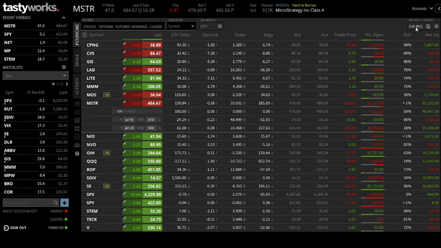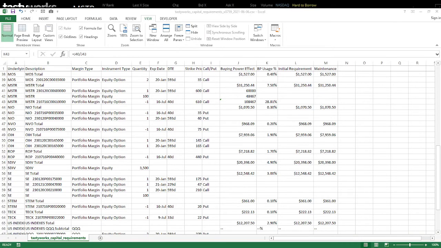What you can do is hit this capital requirement button over here, and it'll bring up what you need in order to maintain these positions. Or you can hit the CSV button over here, and it'll bring it up in a spreadsheet, which is what I'm going to share with you right now, just to show some of the things that are available to you. Because I don't want people to panic and get out of their positions needlessly. So let me share the spreadsheet real quick.